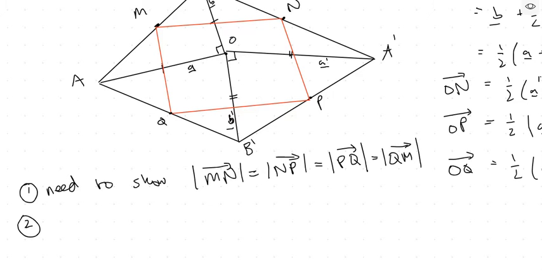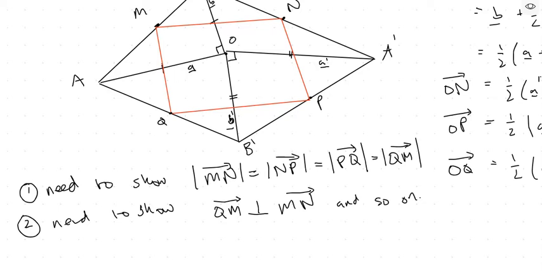Two, we need to show that QM is at right angles to MN, and so on for the rest of them. Right? Does that make sense? So we need to say that all of the lengths of the vectors to the midpoints, all of these red lines, are the same length, and then also that we have right angles here, here, and here, and here. That will prove that everything is a square.